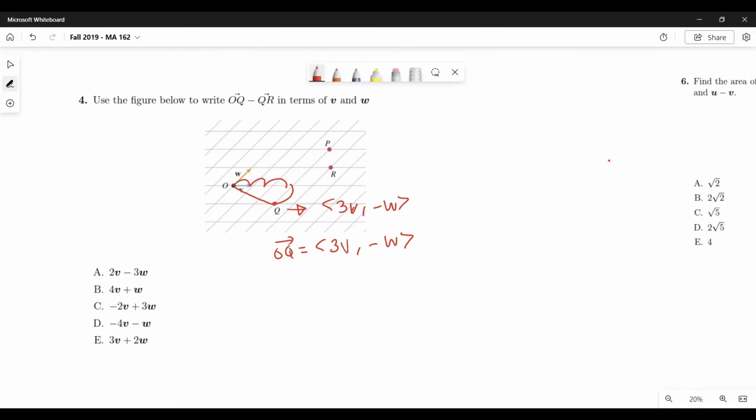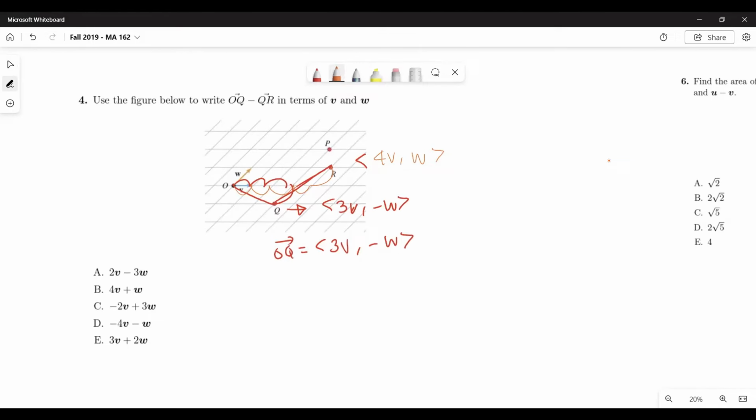And then R is right there. So QR is this much, and R is 1, 2, 3, 4: 4 to the right and 1 up from the origin. So R is (4B, W).